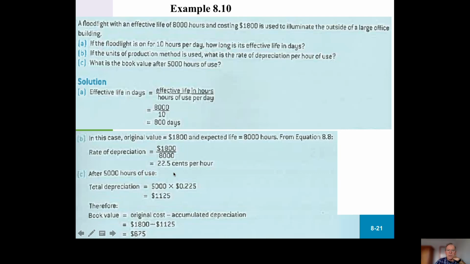5,000 at the depreciation rate, 0.225. There's my total depreciation, 1,125. Pick up my opening balance, $1,800 minus my 1,125. $675 would be my carrying amount or my book value.